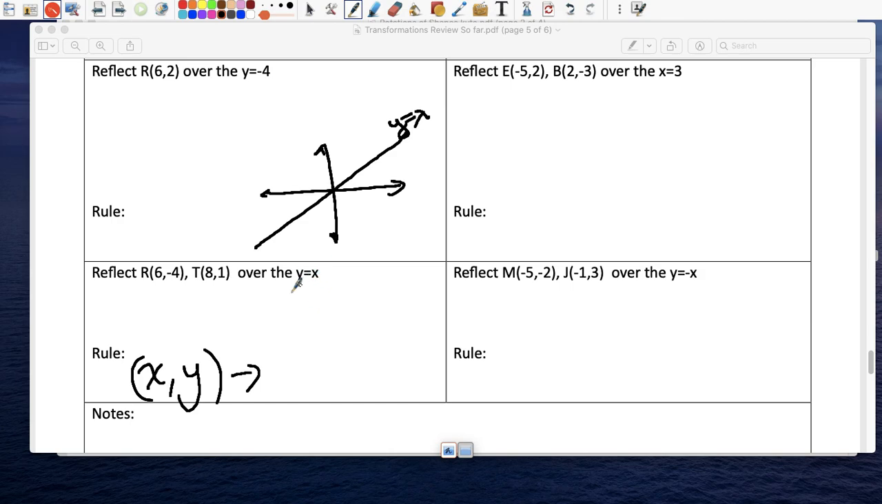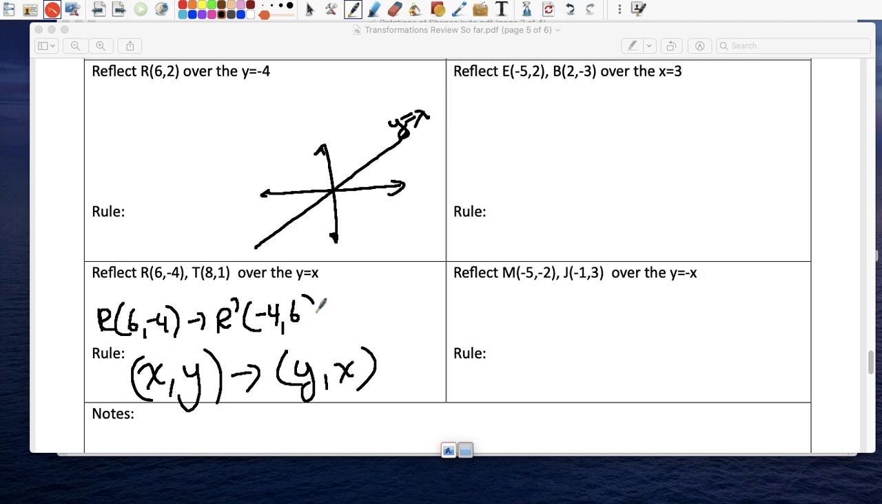So a reflection over y equals x, what do we have to do? Just switch them. That's it. Nothing else. So R, which is (6, -4), becomes R prime, and it becomes (-4, 6). T, which is (8, 1), is going to become T prime, and it's just (1, 8). That's it.